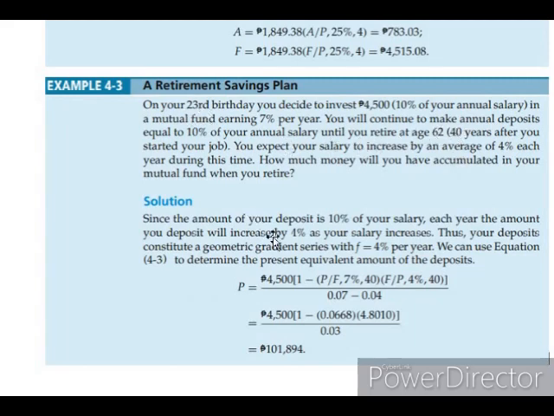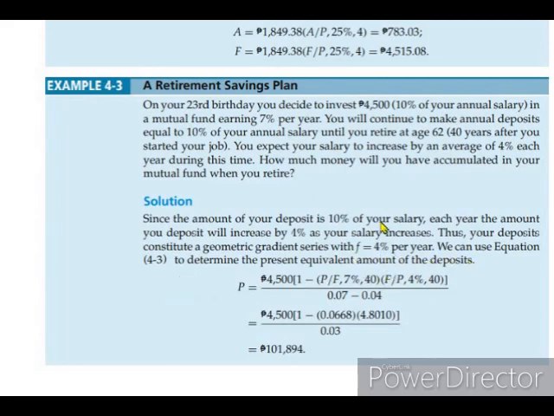You expect your salary to increase by an average of 4% each year. So, yung 4% na yan, each year yun yung maging F bar natin. During this time, how much money will you have accumulated in your mutual fund when you retire? Since the amount of your deposit is 10% of your salary, each year your deposit will increase, kasi nagbabago yung salary. Increase by 4% as your salary increases. Thus, your deposits constitute a geometric gradient series with F bar equal to 4% per year.